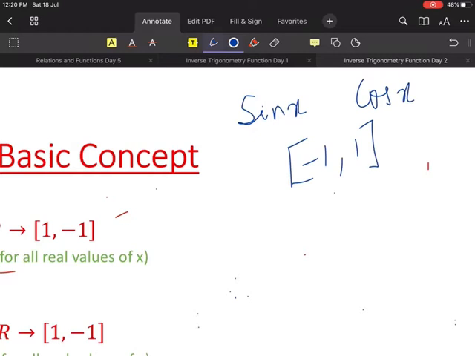Sin square x plus cos square x is equal to 1. That is right, but no, that's not the reason.